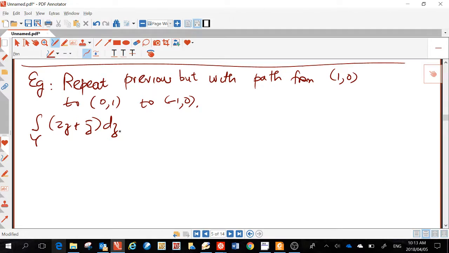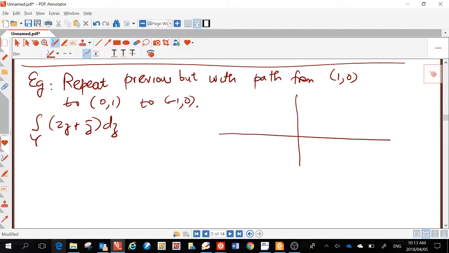The first two examples were the same problem, but using different methods. Now I'm going to use different paths. That's different. There's a whole new ball game now. If I use a different path, do you think I'll get the same answer for the integral? That's the question.